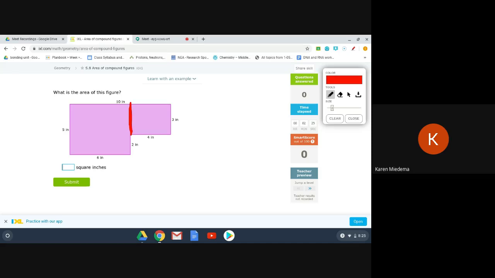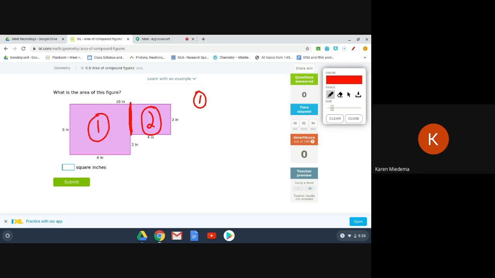And now you can see that you have a rectangle on the left and a rectangle on the right. In order to find the area of this figure, you need to find the area of rectangle 1, find the area of rectangle 2, and then add those 2 areas together. So let's go ahead and do this problem.